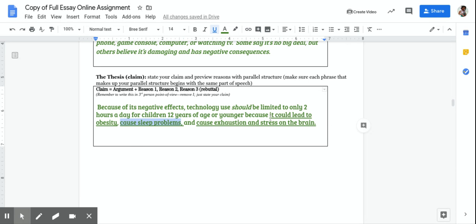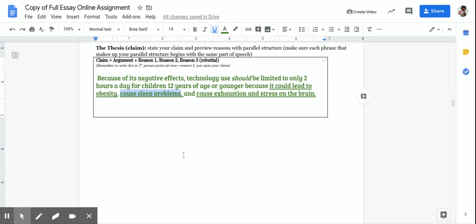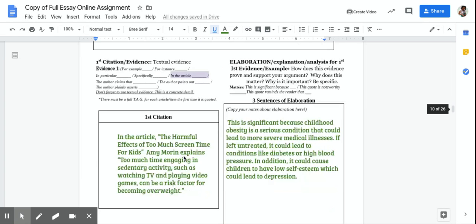My first reason was that it could lead to obesity. That was the topic of my first body paragraph, which I showed you guys on day 5. But today, day 6, we're focusing on how technology use should be limited because it could cause sleep problems. So that's what I'm going to show you guys an example of.